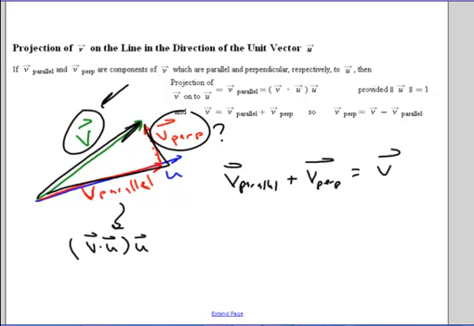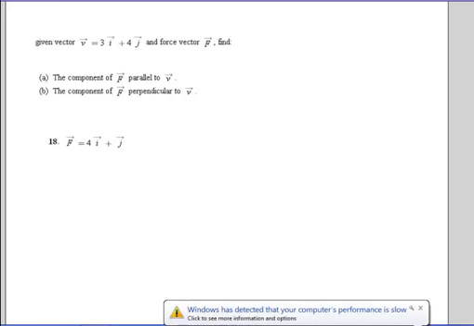So we know how to find V parallel. V is going to be given to us. So to find V perpendicular, it's just V minus V parallel. So now we can get both perpendicular and parallel components of V onto U. All right, well let's see an example of that.